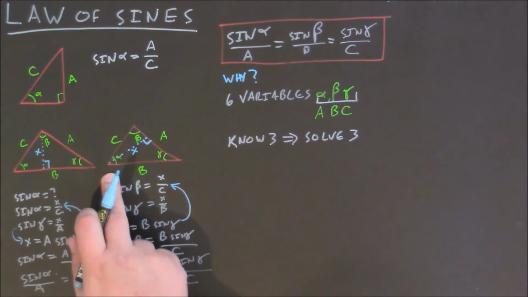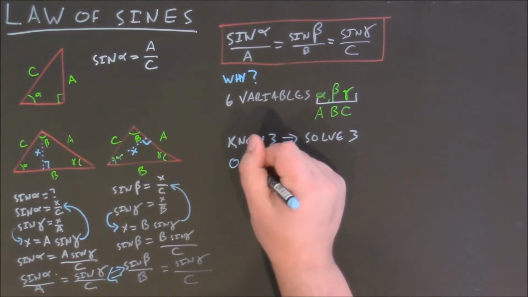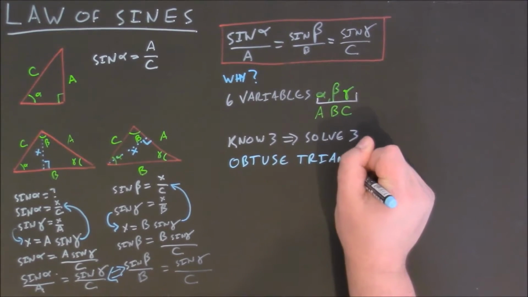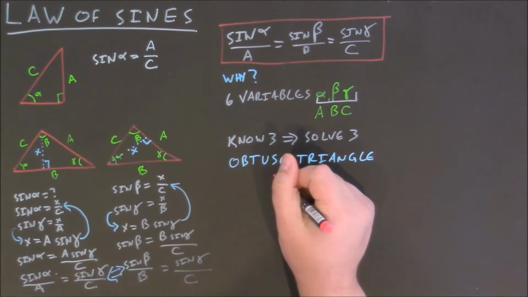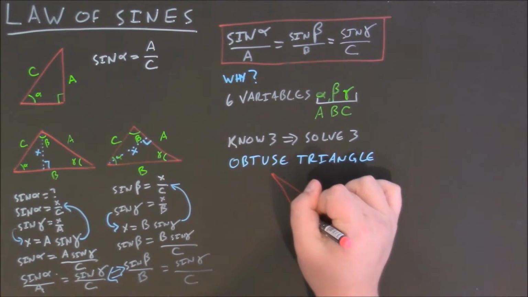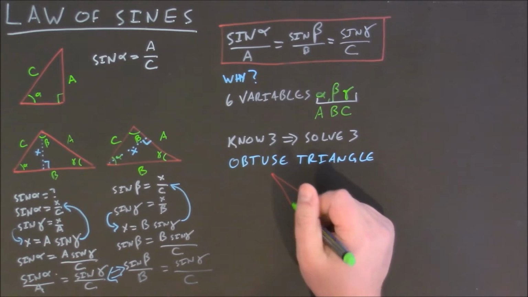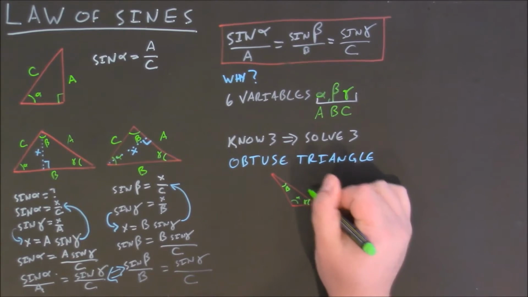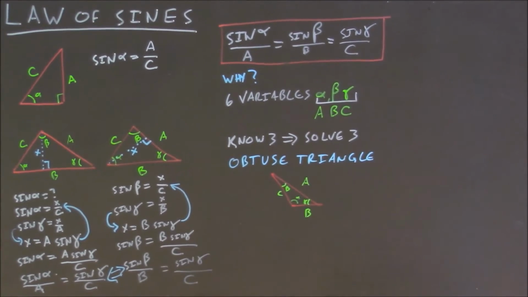So we did this with a triangle that looks fairly regular. What happens if we have an obtuse triangle? What is an obtuse triangle? An obtuse triangle looks something like this. It's got one angle that is greater than 90 degrees. So let's label these just like we did before. Call this alpha, beta, and gamma, and then sides A, B, and C.